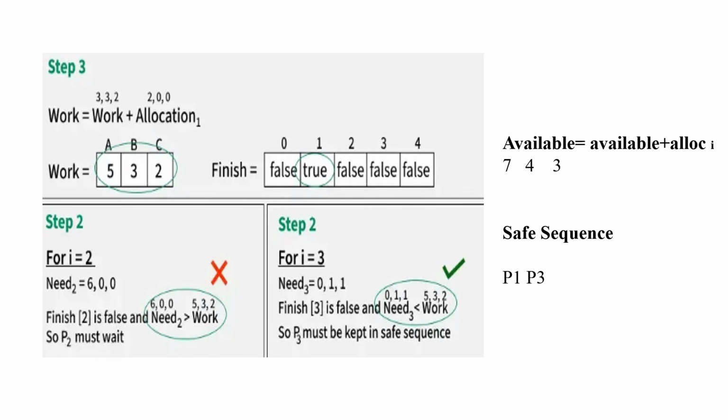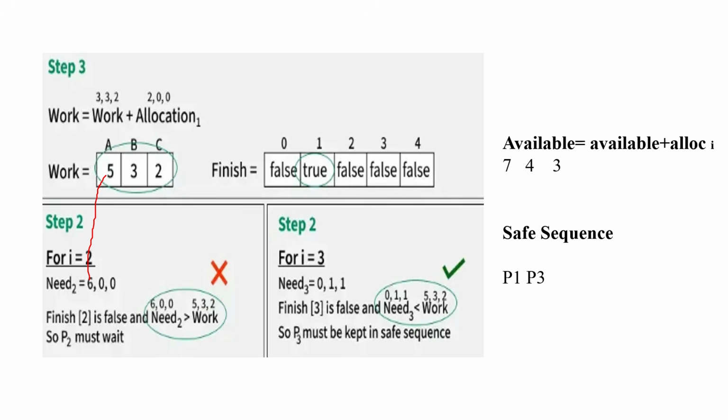So in the same way, I'm going to proceed to the next process, that is P2. So P2 needs 6 0 0. Available is 5 3 2. So I couldn't, right? So I cannot proceed with my P2. I can go with my P3. P3 need is 0 1 1. Available is 5 3 2, which is greater, right? I mean 0 1 1 is less than 5 3 2. So I can proceed with my P3.